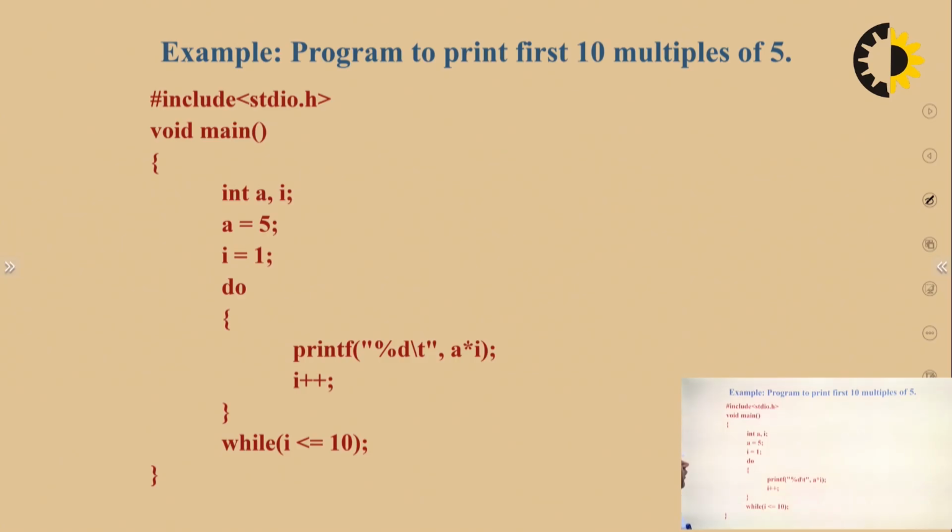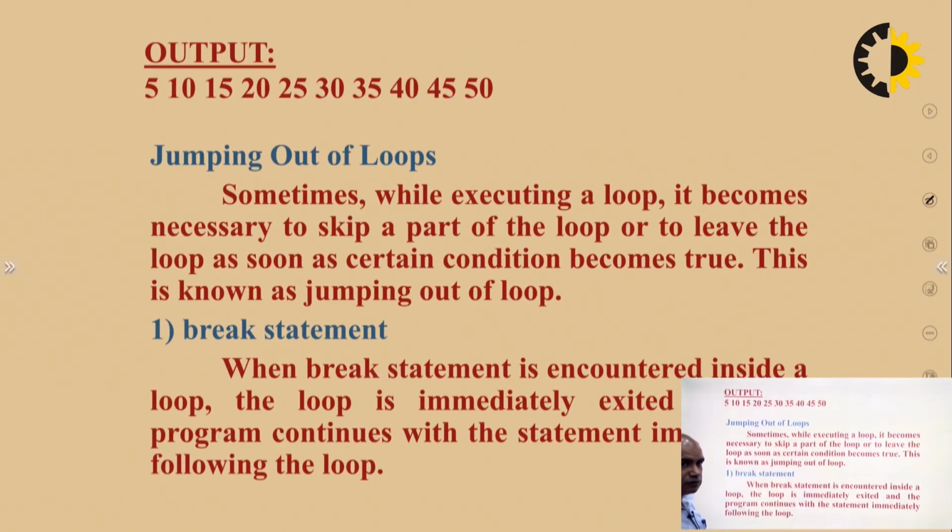So here we are going to print the first 10 multiples of 5. The values of a and i will be declared: a equal to 5, i equal to 1. So what are we going to print? a into i plus plus, while i is less than or equal to 10. So what are we going to see? 5, 10, 15, which means the table of 5.